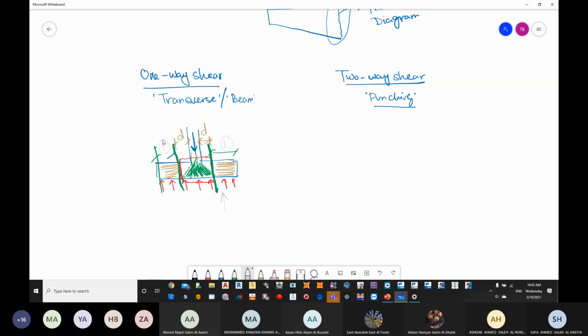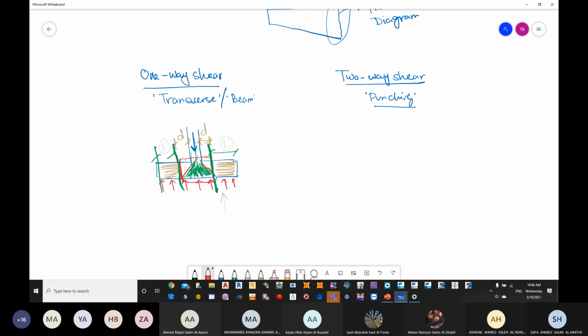Once again, the whole concept is that we have two loadings. One is the column loading, another one is the soil loading coming from the bottom. Soil loading is trying to resist, trying to keep the soil in its position, so it's applying an upward force. The column is trying to push down. Now what will happen at the location of the column and the part closer to it is that it's very hard for you to cut.